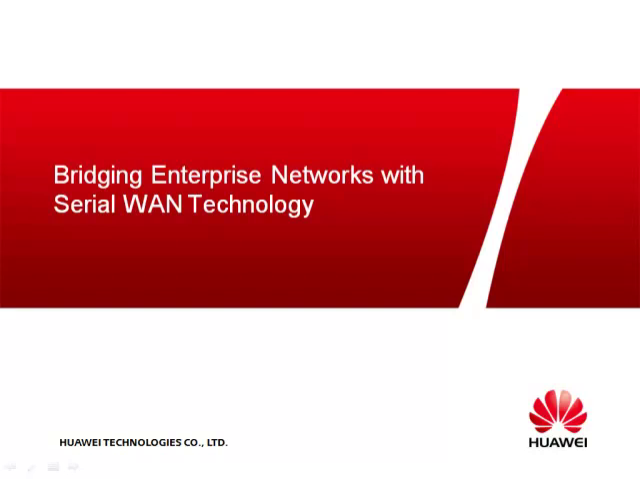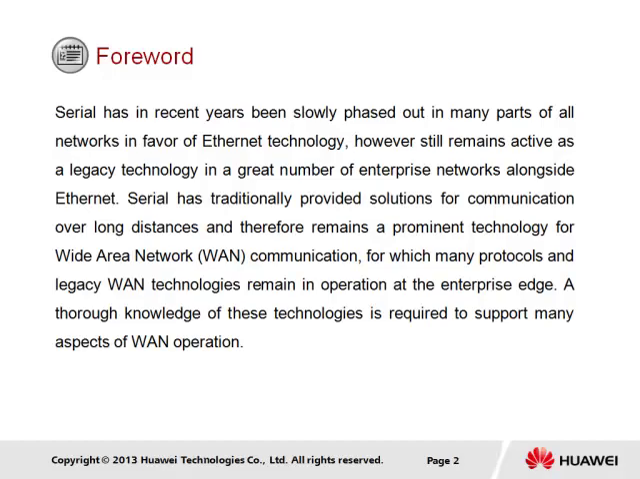This section is bridging enterprise networks with serial WAN technology as a means of building connectivity between the enterprise and external networks. Serial has in recent years been slowly phased out in many parts of all networks in favor of Ethernet technology, however still remains active as a legacy technology in a great number of enterprise networks alongside Ethernet.